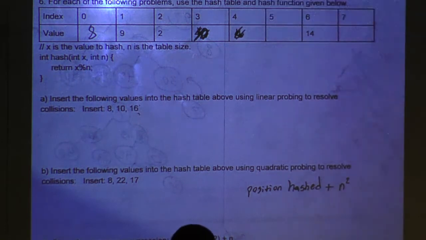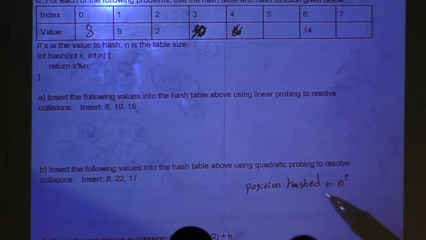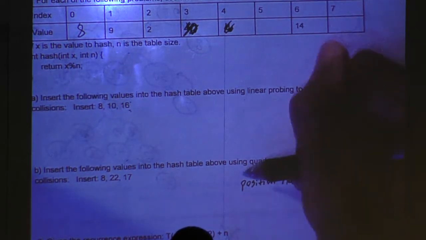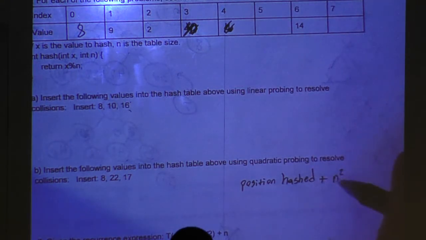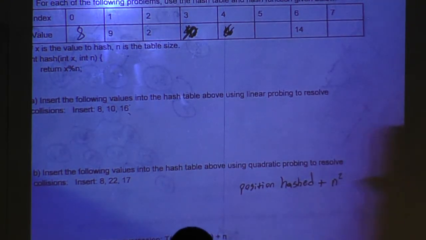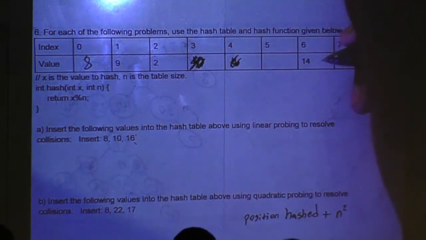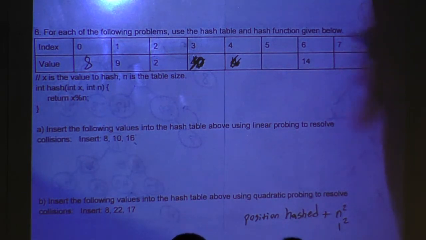Okay. So then for part B, we're doing the same thing except with quadratic probing. With quadratic probing, if the spot you hashed to is taken, you go to the position that was hashed plus n squared. So when we put 2 here and we try to hash to 6, it'll go to the position hashed, which is 6, plus n squared. So you start with 1, so you do 1 squared, so it would go to the next one and put it here.